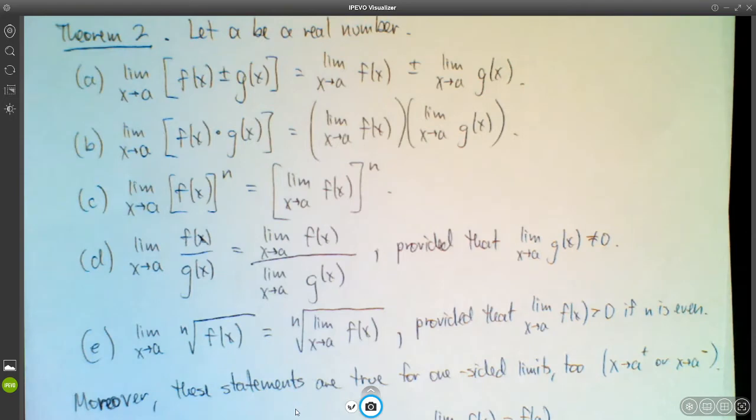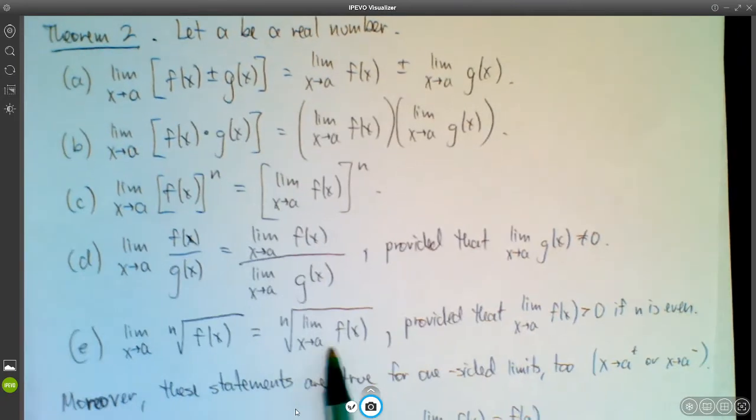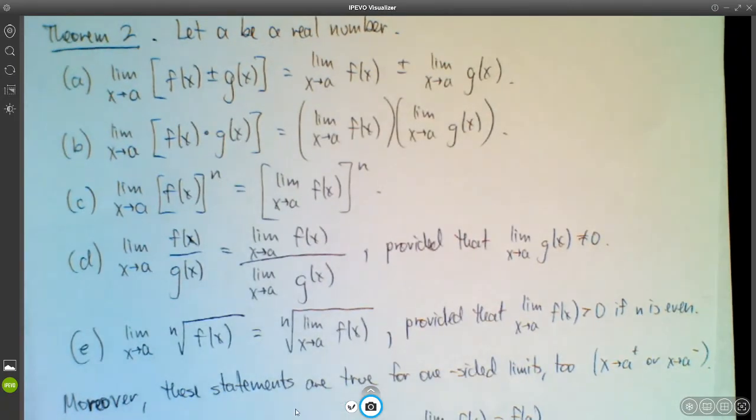And part E is saying something similar. Part E is saying that if you're taking the limit of the nth root of some function, you can actually move that limit inside of the radical. You can take the limit of the function first and then just take the nth root of that.